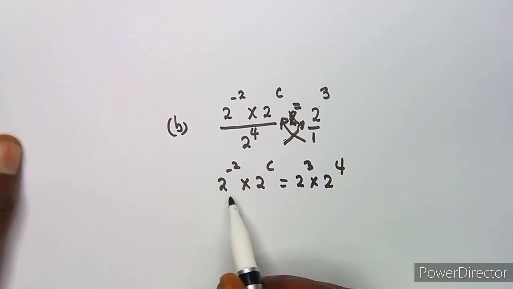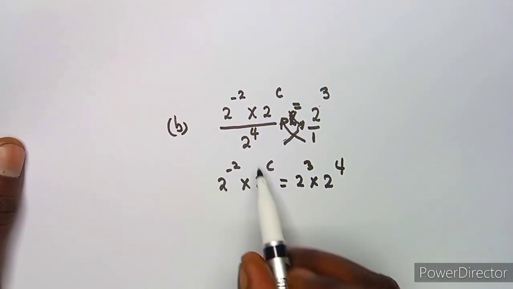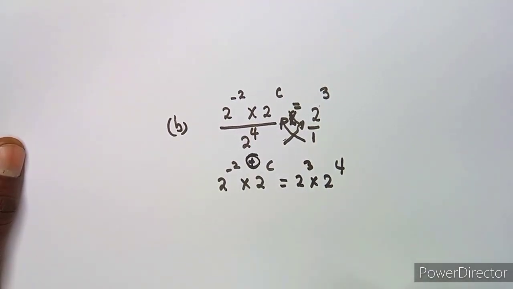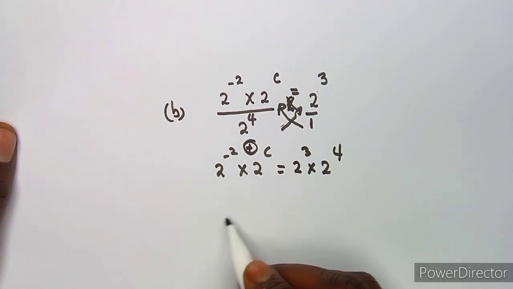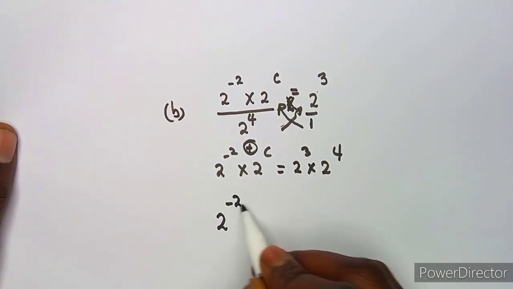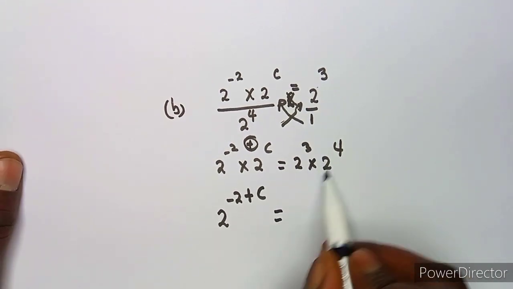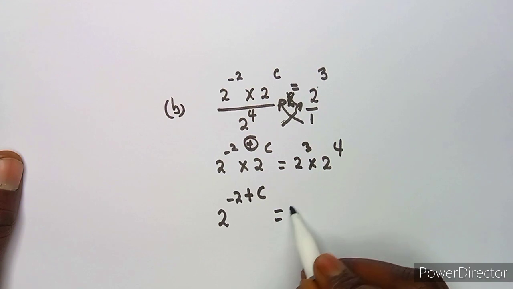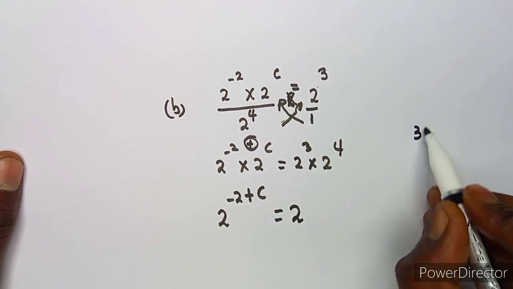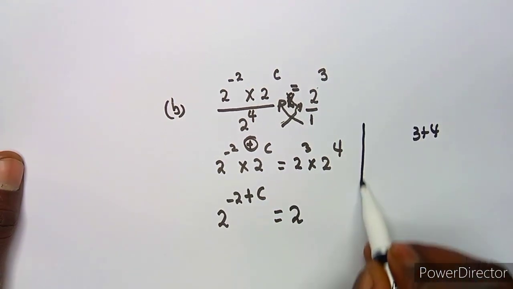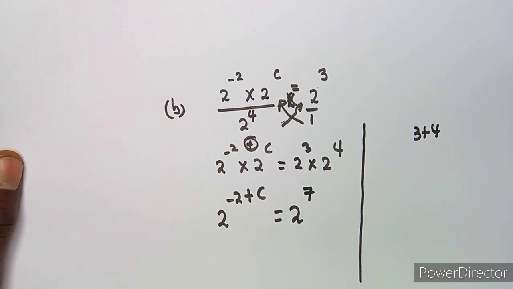Okay, here we are multiplying. The bases are the same, so we can add the exponents. Remember the concept from your laws of exponents. Add the exponents, which is minus 2 plus C, which is equal to, here the same, you are multiplying, the base we have is the same, add the exponents, which is 2 to the exponent of 3 plus 4, which is going to give us 7. So that's what I'm going to have here.